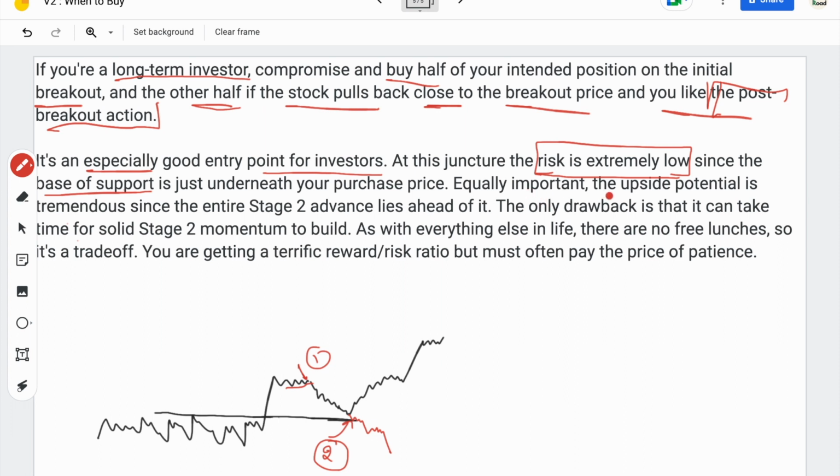Then he talks about it that equally important is the upside potential is tremendous because you are exactly buying right at the onset of stage 2. Then he says the only drawback is that it can take time for solid stage 2 momentum to build. If you see here, the stock was going slow, then consolidated at this level, and then gave you the move. So what he's saying is it could take a few months because he's talking about a weekly time frame setup. That means if it took 10-12 weeks in consolidation, you have to be fine with it. And 10-12 weeks is what? Nothing but 3 months. That is the amount of patience he's talking about. But again, for that patience, you definitely are getting a very good risk-reward ratio. This is what he means by this.